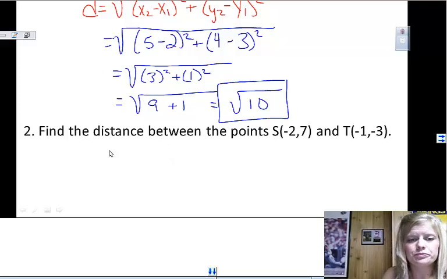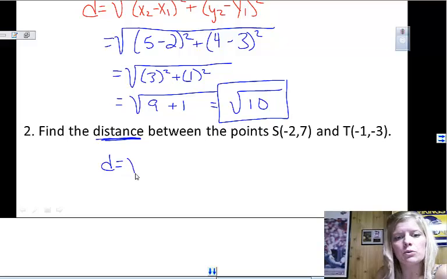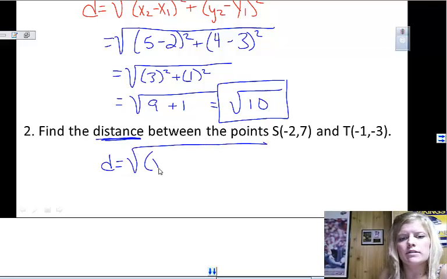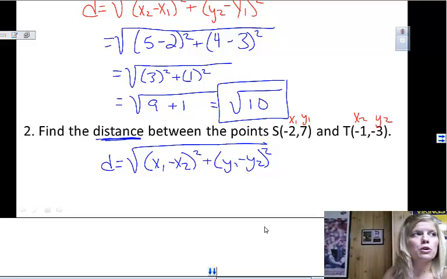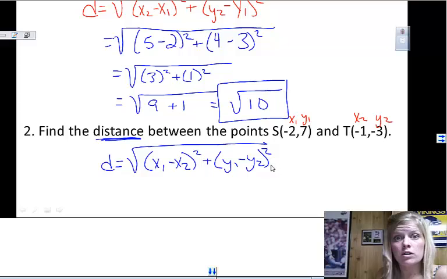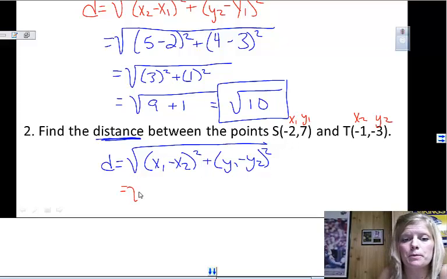Alright, number 2. Again, distance. Using the distance formula. D equals the square root of, let's go x1 this time, minus x2 squared plus y1 minus y2 squared. Reminder, it doesn't matter if you put x2 or x1 as long as your second set of parentheses matches. Alright, label people. x1, y1, x2, y2. The more work you show me, and if you were to get it wrong, the more points you would get. Alright, here we go.